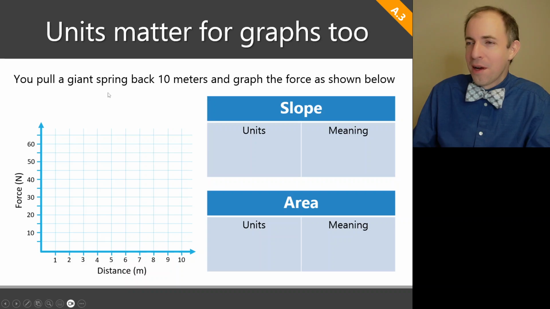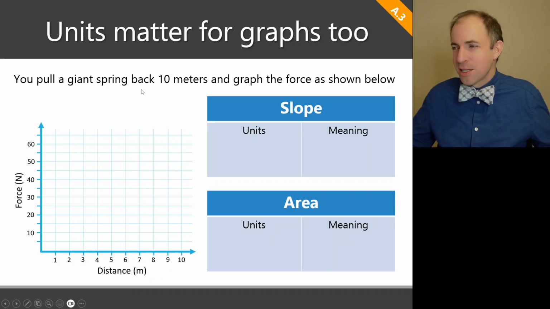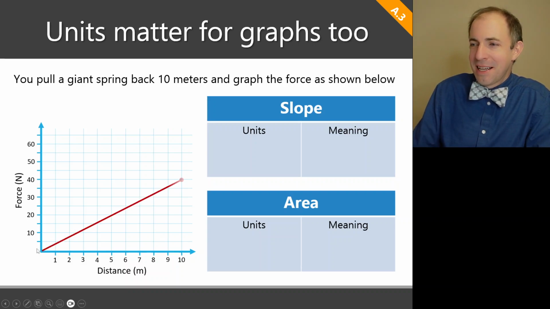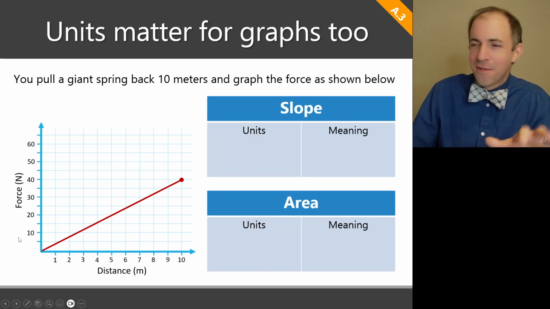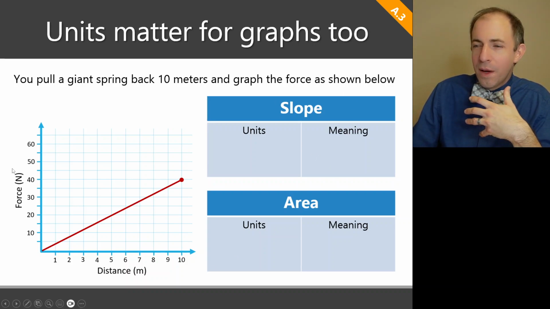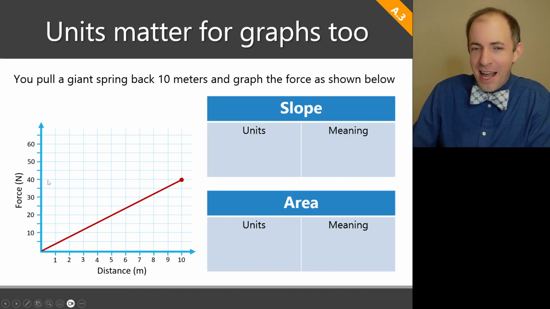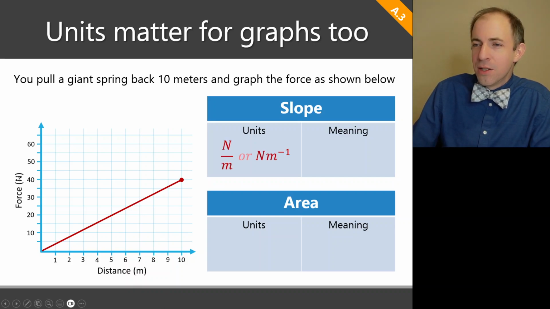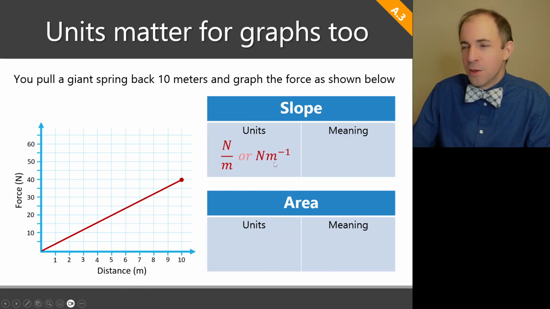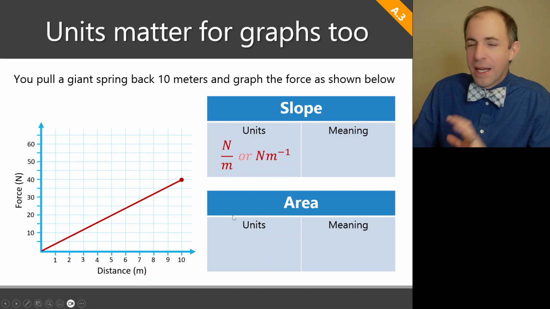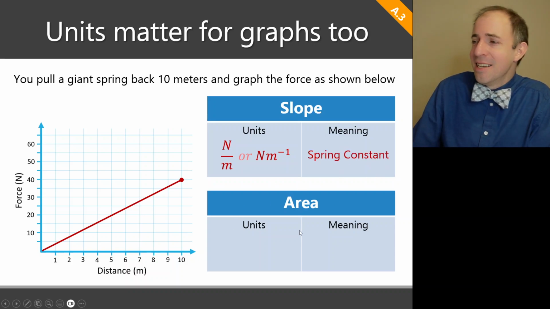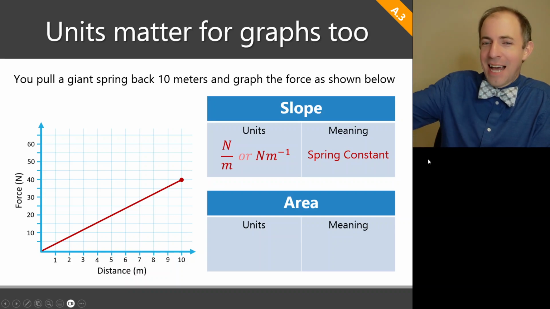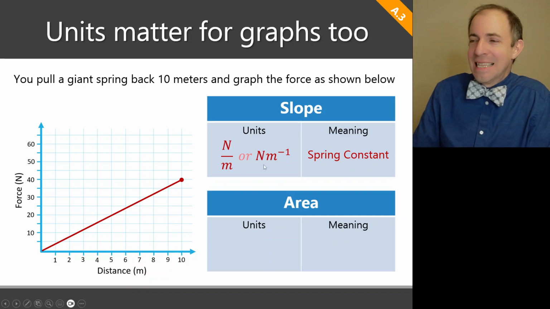We've seen this before. If you pull a giant spring back 10 meters and graph the force, you might get something like this. And we've talked before about slope versus area for a simple graph. Slope is always your y-axis divided by your x-axis. So my units are newtons per meter, or newtons meters to the minus 1. We know that as being our spring constant. That's k. So in our elastic potential energy, we've seen that.